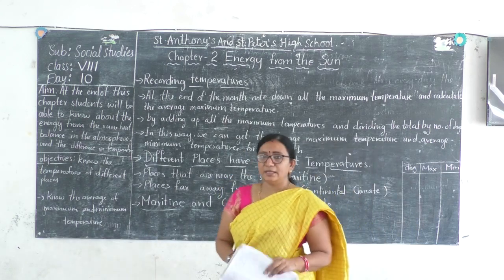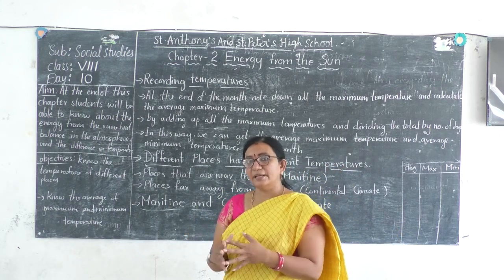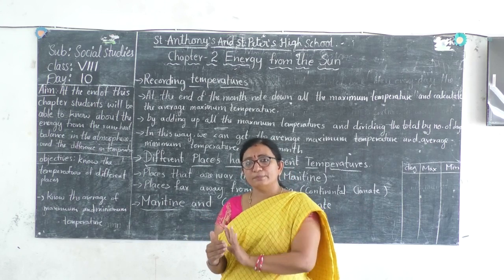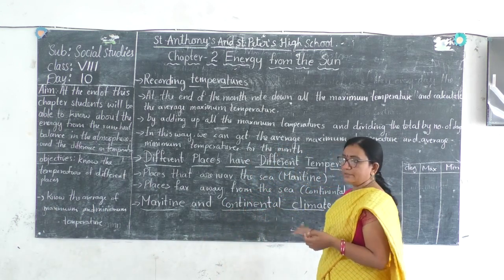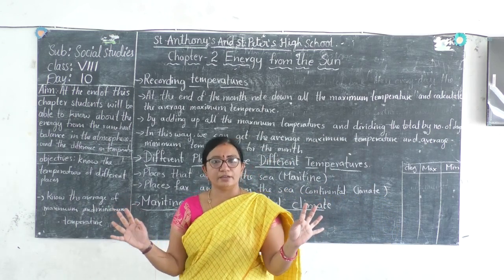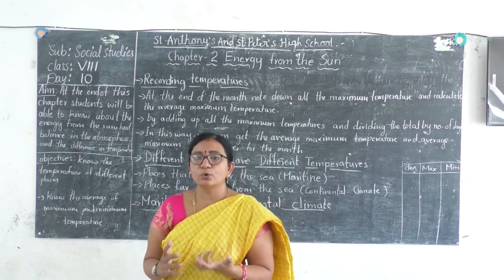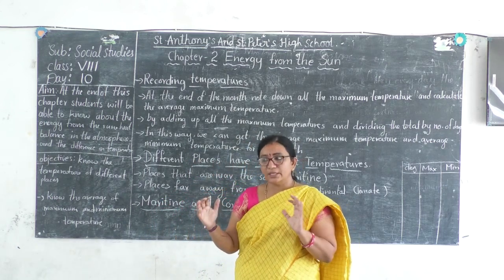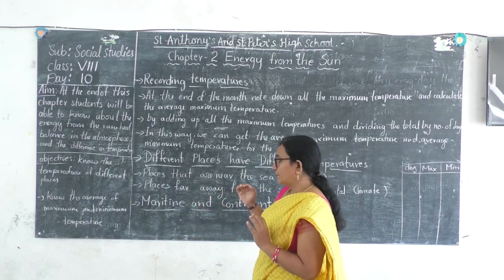For example, we are staying in Hyderabad and we took the readings of Hyderabad. Since Hyderabad is away from the sea, we can say it comes under continental climate. That means if it is summer, it is extremely hot in Hyderabad, and if it is winter, we experience extreme cold in Hyderabad. Because it is away from the sea, the atmosphere does not moderate the temperature, so it becomes extreme.